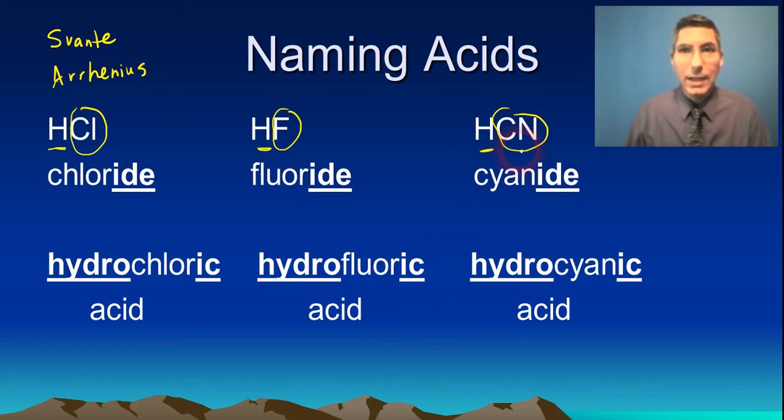HCN, you got the cyanide at the end, that becomes hydrocyanic acid. In its gaseous form, it's sometimes called cyanide gas. Very, very poisonous, and you've probably heard of that compound before.